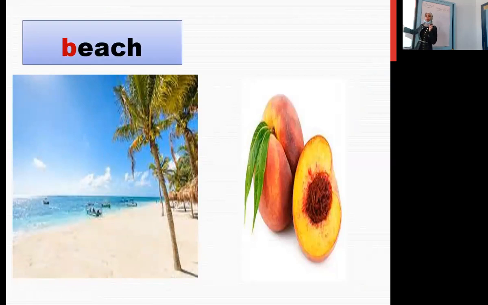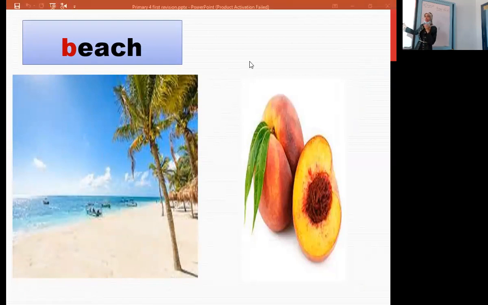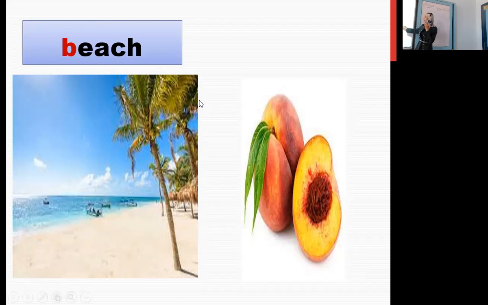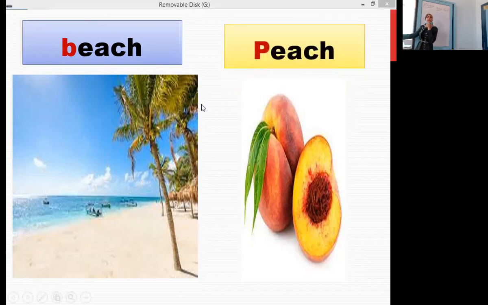This is pa, pa with a puff of air. We can say it with a puff of air. Pa. We can put our hand in front of our mouth and we can say it as peach. So this is beach and this is peach. Okay.